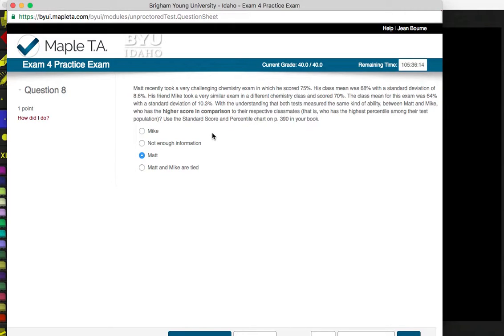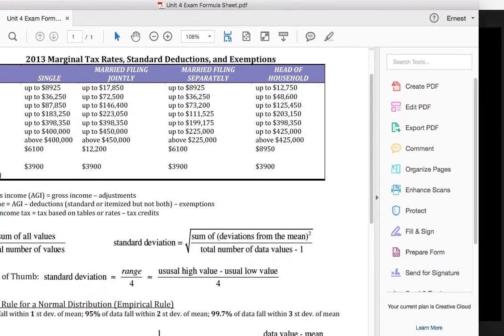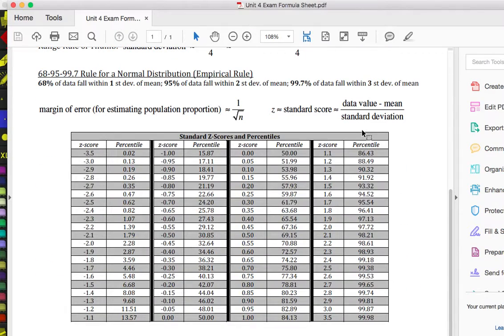Okay, with the understanding that both tests measure the same kind of ability, who actually scored higher in comparison to their classmates? Because sometimes don't you think, man, you scored better because you had an easier teacher, and so you feel kind of ripped off. So we'll see who is actually ripped off in this case. All right. So it tells us to use a standard score and percentile chart on page 390 in your book. Well, that score and percentile chart is right here, yay, in the formula sheet.